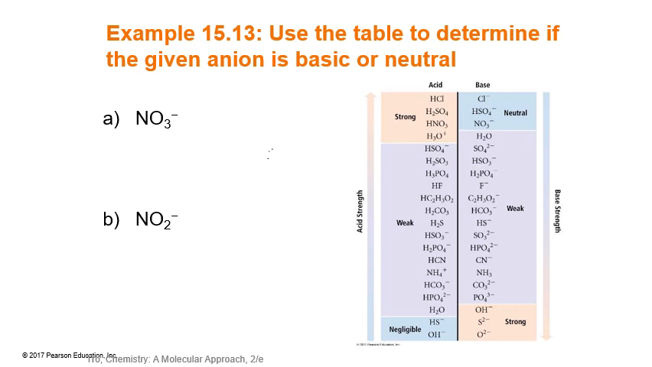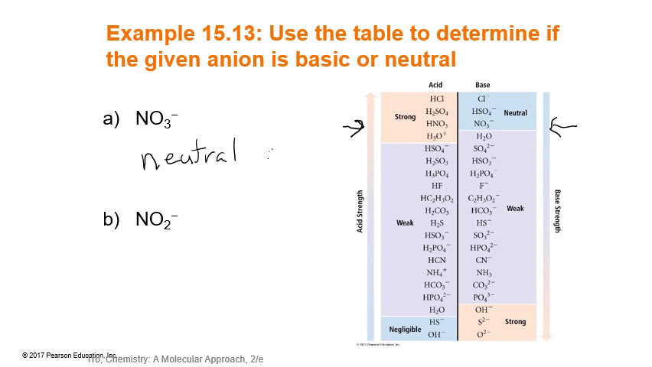If we look at nitrate, NO3-, its conjugate acid is HNO3, nitric acid. This is a strong acid, which means that its anion, the conjugate base, is neutral. So if we have nitrate in solution, it is not going to contribute towards the pH of the solution. It's going to be neutral.